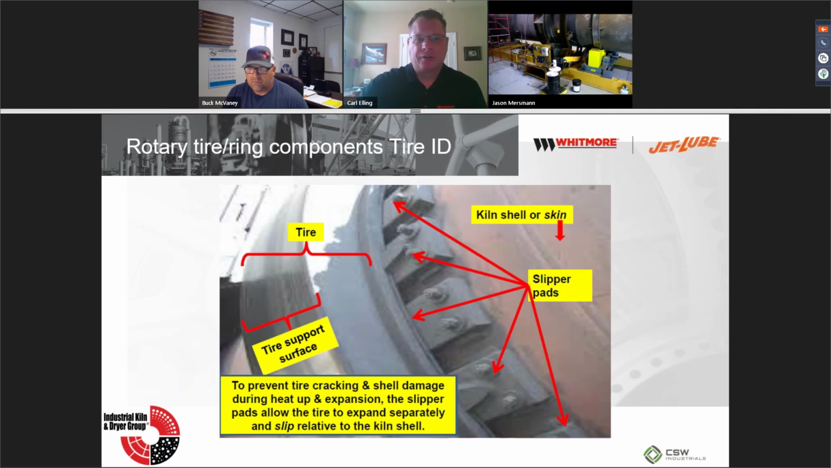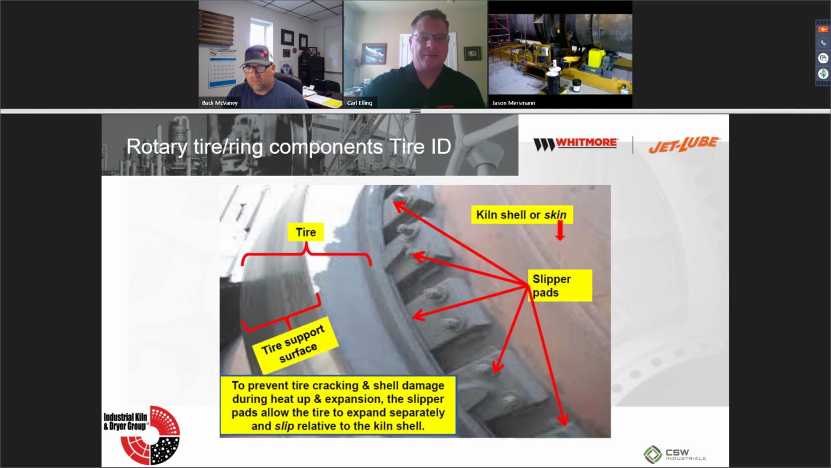We all know what these components are. We've seen them, we work around them all the time, the slipper pads, the shell, or the skin, but you lubricate the tire both on the face of it as well as on the side. So just to give you some idea, we want to prevent the shell from damage and also the tire from cracking. Those are the big key things.